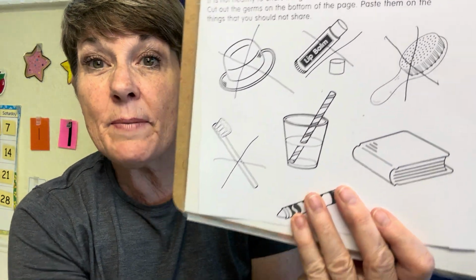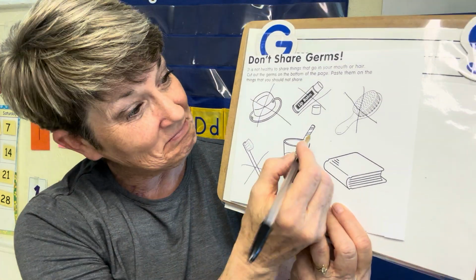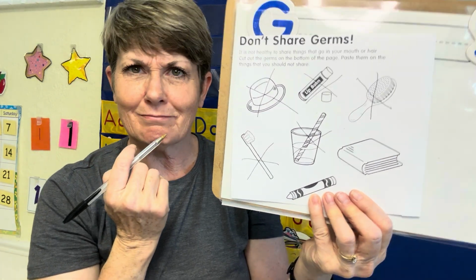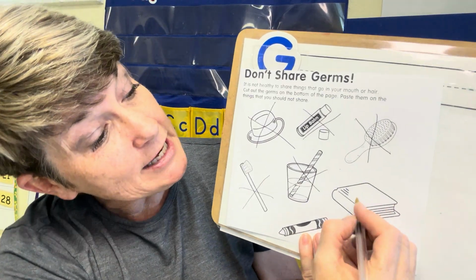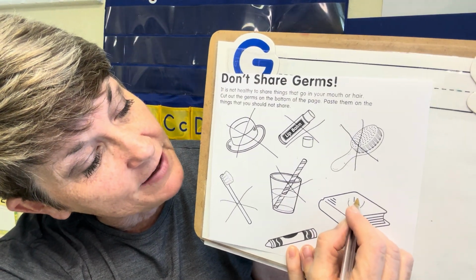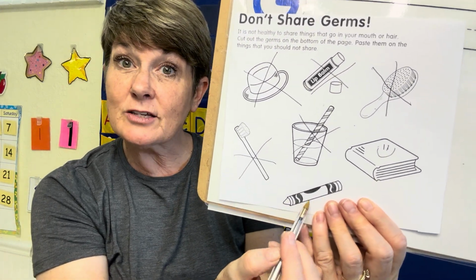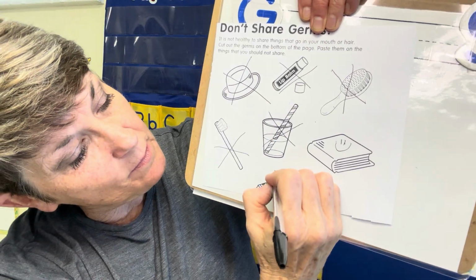All right, what about a drink? Do you put your mouth on a straw? Do you want to share that? What about a book? Does a book go in our mouth? No. Does a book go in our hair? No. We could share that. I'm going to draw a smiley face on that because we could share a book. What about crayons? Could we share crayons? Yeah, so you know what? I'm going to draw a smile by the crayons.